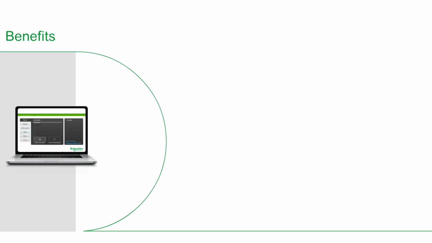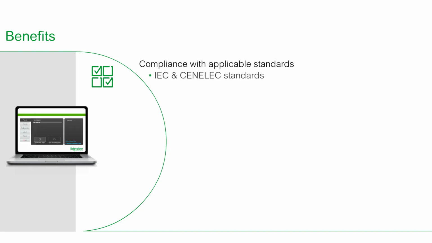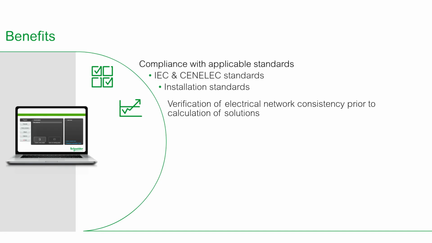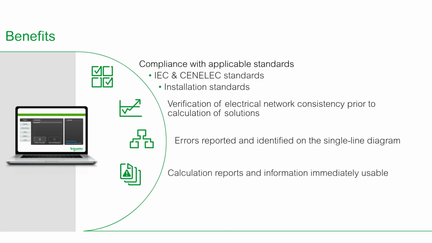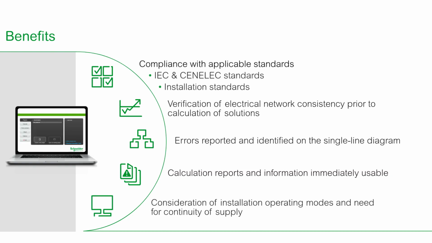The benefits of EcoStruxure Power Design include compliance with applicable standards, such as IEC and Cenelec standards and installation standards, where nonconformities are automatically reported. Verification of electrical network consistency prior to calculation of solutions. Errors reported and identified on the single line diagram. Calculation reports and information immediately usable. Consideration of the installation operating modes and the need for continuity of supply through cascading and discrimination study.